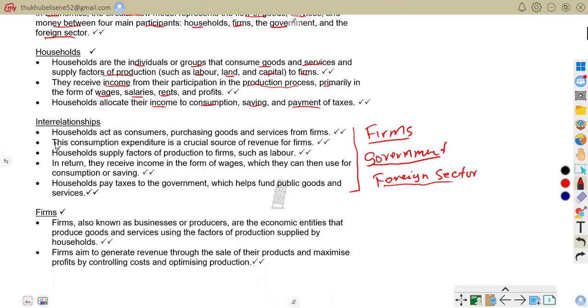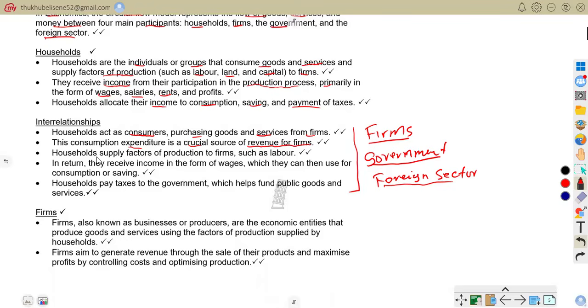To make it more clear, households act as consumers. They act as what? Consumers, because they purchase goods and services from firms. This consumption expenditure is a crucial source of revenue for firms.